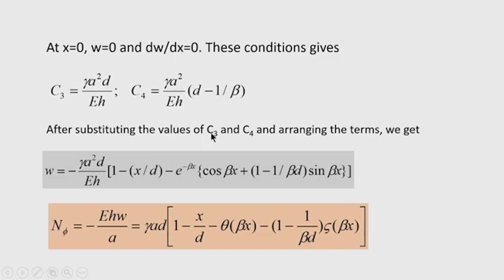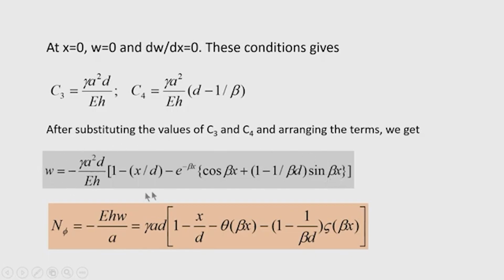After substituting C3 and C4, we can now write w as w is equal to minus gamma a square d divided by E h into [1 minus x by d minus e to the power minus beta x (cos beta x plus (1 minus 1 by beta d) sin beta x)].